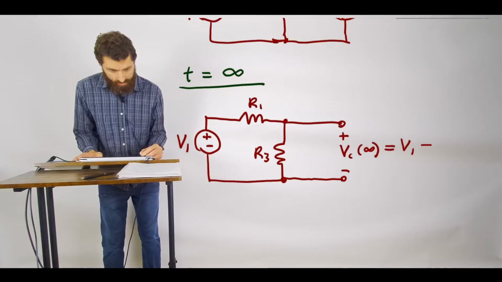So Vc of infinity would just be V1, right, times R3 over R1 plus R3. And our V1 value is given as 6 volts. Our R3 value, 6 ohms. And then our R1 value is 4 ohms. So that gives you 3.6 volts.